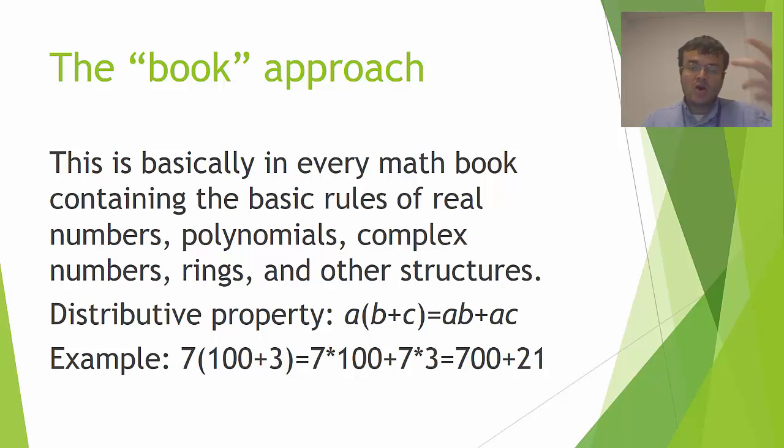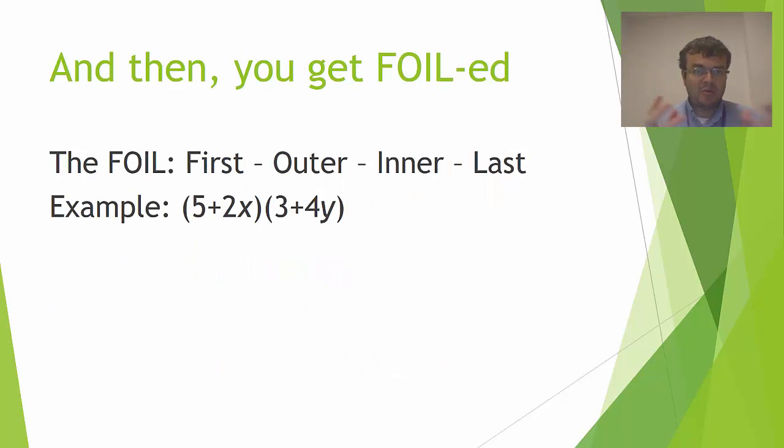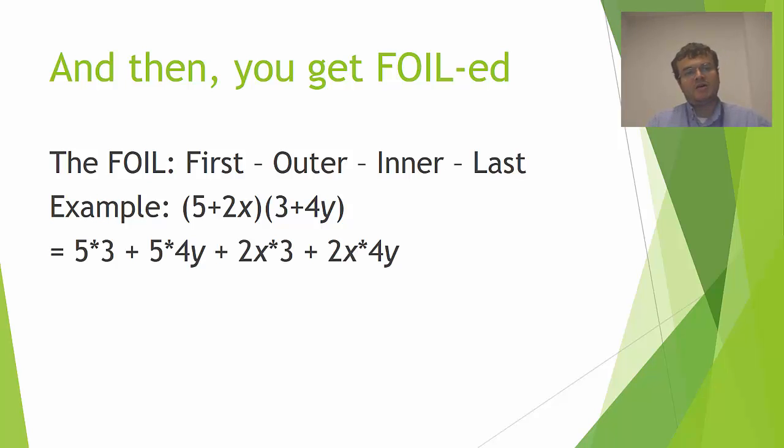Then you get another way to look at distributive property. You get the FOIL. So the FOIL is what happens when you have one factor with two addends and another factor with two addends. For our example, we have (5 plus 2x) and then (3 plus 4y). So the recipe for the FOIL is, the FOIL says you get the first. So the first means the first addend in each factor, in this case 5 and 3, and you multiply.